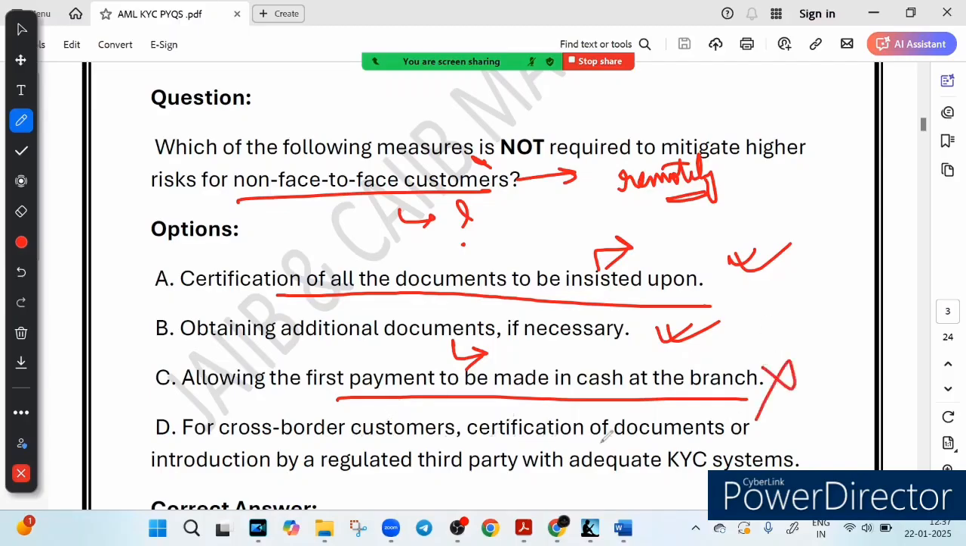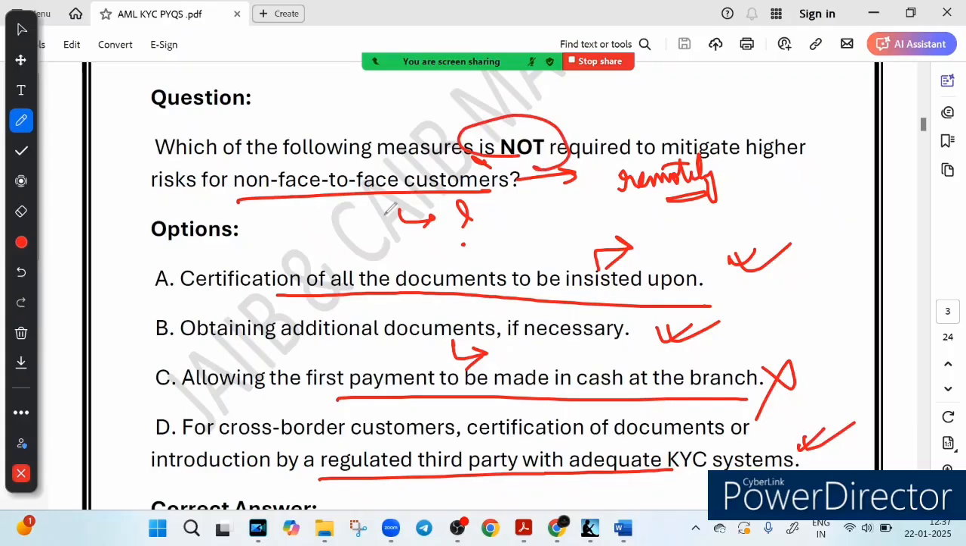For cross-border customers, certification of documents or introduction by a regulated third party with an adequate KYC system. So this is a must, because for customers outside the country, their documents should be certified by a trusted and regulated third party. It is like having a referee who vouches for their identity. So this is correct. The question was which is not required to mitigate higher risk for non face-to-face customers. So option number C is not required, right?